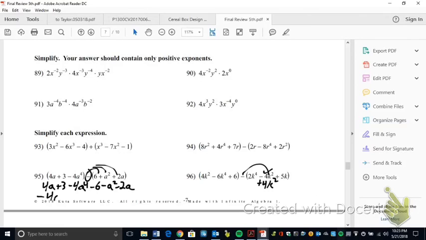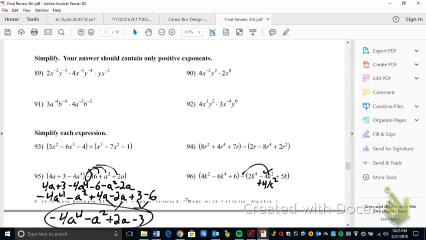So here, again, what I want to do is write them all together. Negative 4a to the 4th minus a squared plus 4a minus 2a plus 3 minus 6. Now that 4a to the 4th and that a squared don't have any other like terms, so I don't actually have to combine like terms. So I get that 4a and the 2a and the 3 and the -6.